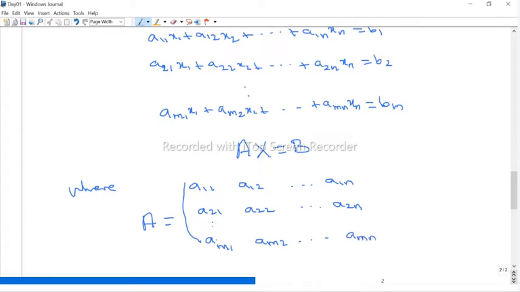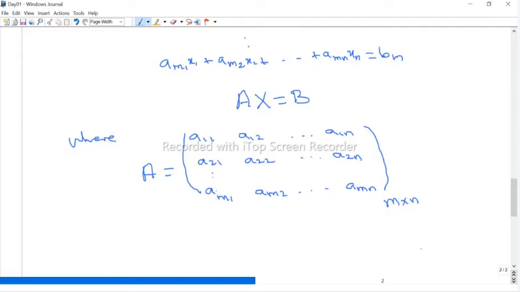Here we have m rows, because this is the first row, second row, third row, and so on. How many columns? There are n columns. Therefore this matrix is an m by n matrix. This is A. Now what is this X? X is x1, x2, etc., xn as a column vector. So there are n rows.